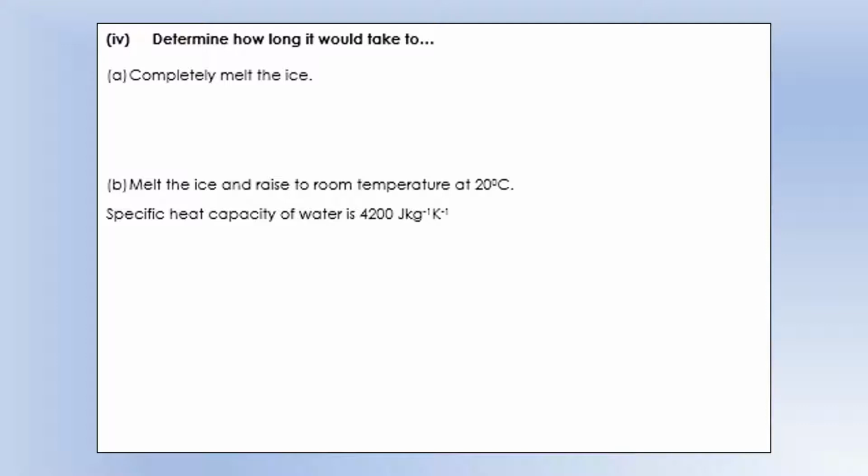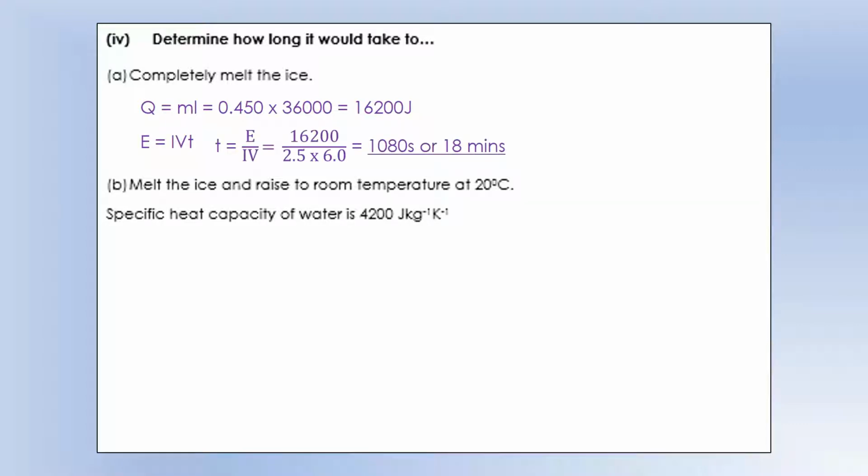Okay, so determine how long it would take to completely melt the ice. Well, we first figure out the energy required to completely melt 450 grams, or 0.45 kilograms. We've already figured out the specific latent heat of fusion, so we can work that out. And then we rearrange our equation for calculating energy, because we know the energy and we want to know the time. That gives us our time in seconds or minutes, whichever you prefer.